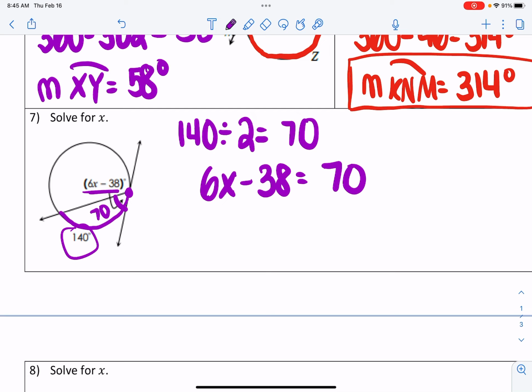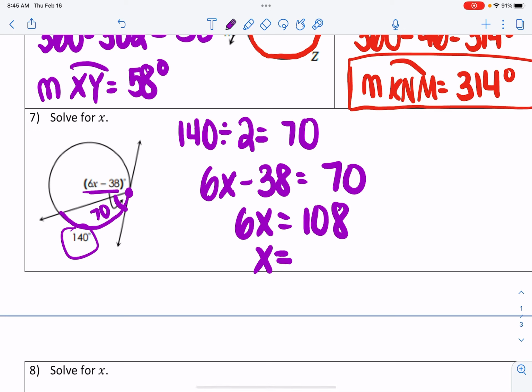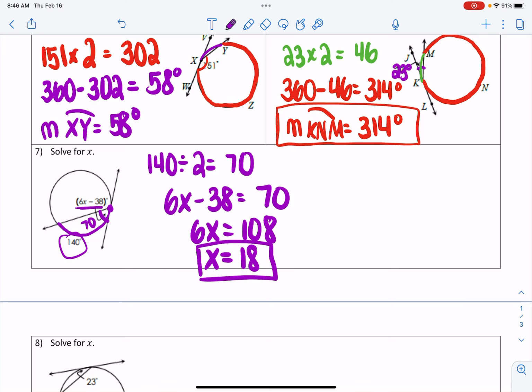Okay, so I'm going to add 38 to both sides. You're going to get 6x equals 108. And then divide by 6, you're going to get x is 18. Any questions? If you have questions, let me know. I'll always come over, okay? Cool. Let's continue on, okay?